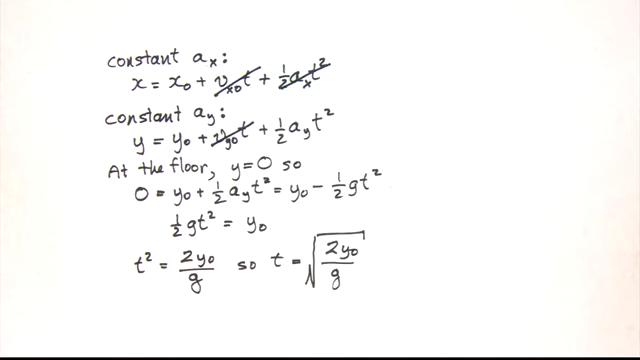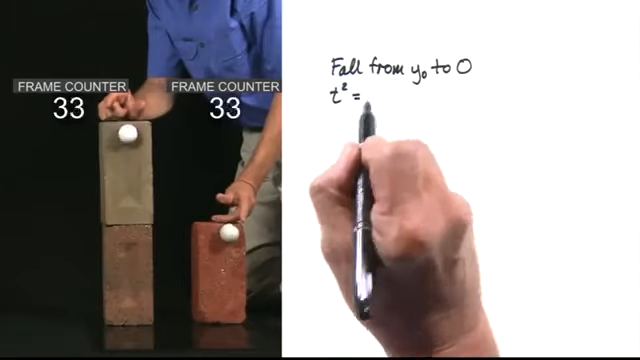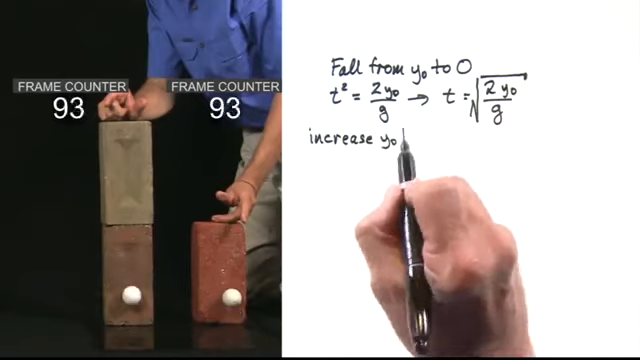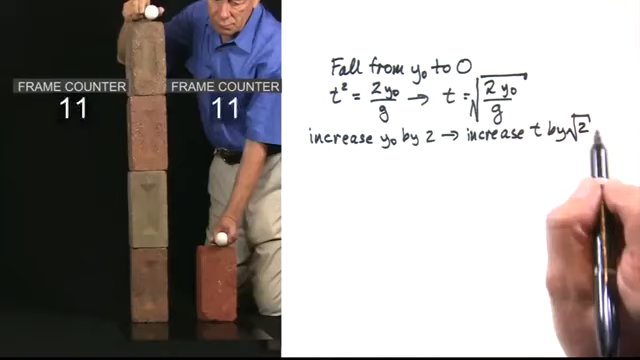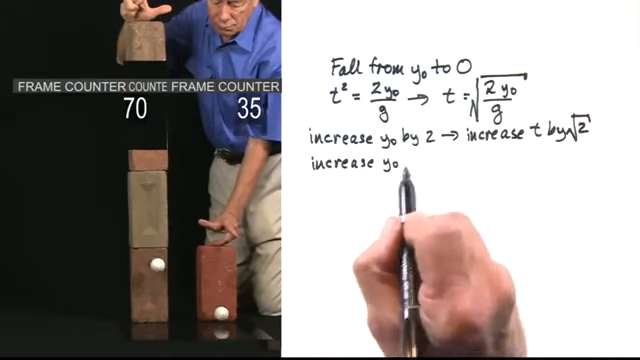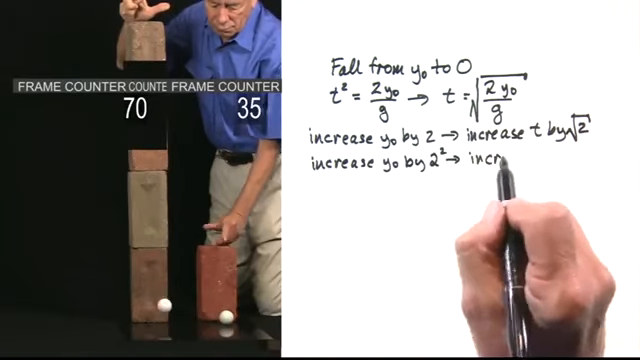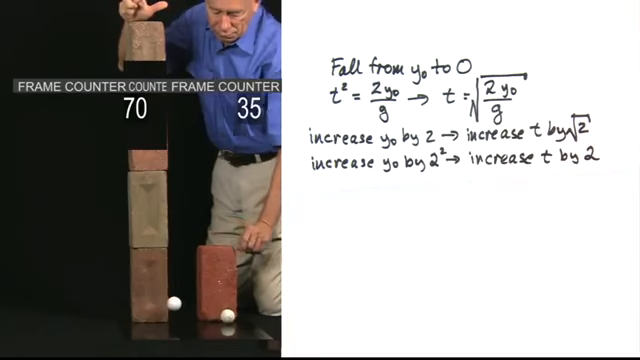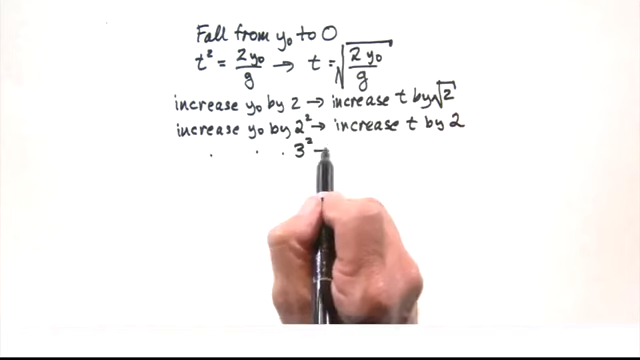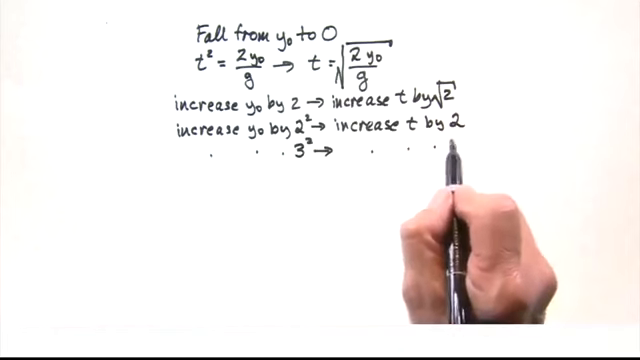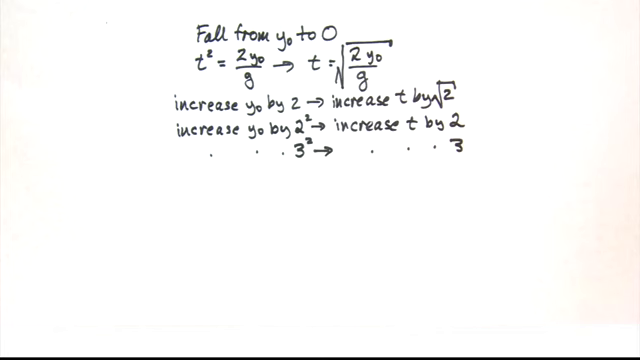So, assuming constant acceleration, if we double y0, we increase the falling time by root 2, or a factor of about 1.4. If we increase the initial height by 2 squared, i.e. a factor of 4, then the fall time increases by a factor of 2. And if we increased it by 3 squared, i.e. by 9, then the fall time would increase by a factor of 3. That's interesting. Continuing that series will give us a simple way to measure g and also to see whether it's constant.